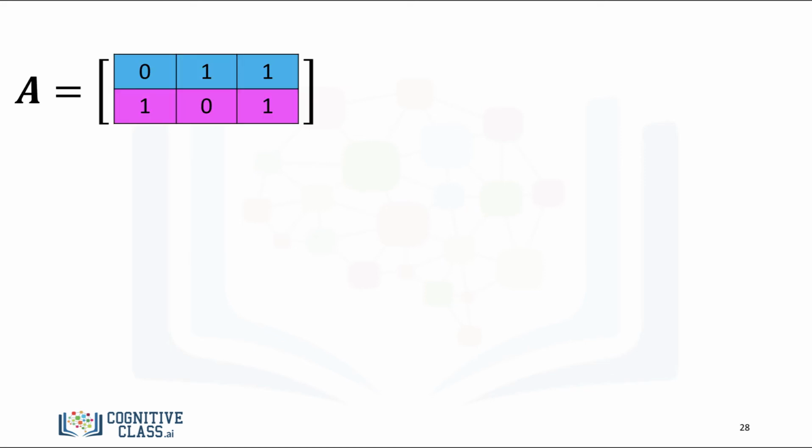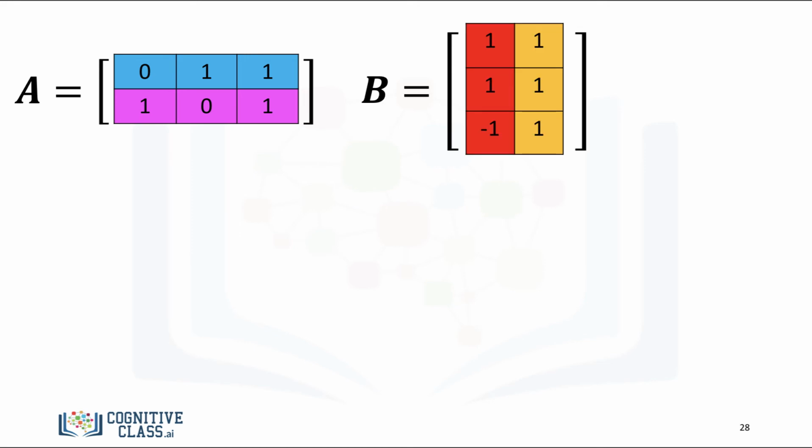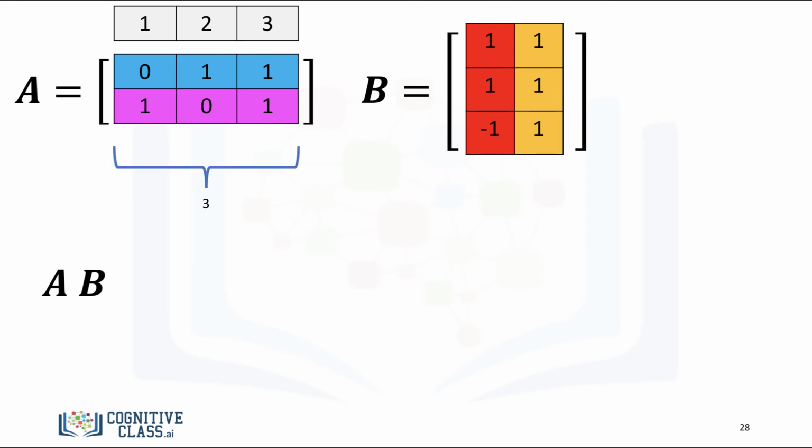Matrix multiplication is a little more complex, but let's provide a basic overview. Consider the matrix A, where each row is a different color. Also consider matrix B, where each column is also a different color. In linear algebra, before we can multiply matrix A and matrix B, we must make sure that the number of columns in matrix A is equal to the number of rows in matrix B. In this case, they're both 3, so we can proceed.